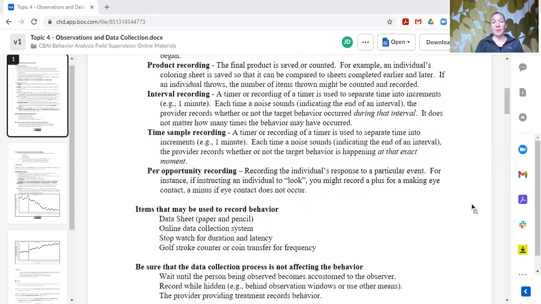Ways that you might take data. So the old school way: paper and pencil, big notebooks, lots of graphs, highlighting things all on your own. Now there are a lot of online data collection systems that might be used in private practice. You might also use things like stopwatches or timers. You might use a golf stroke counter, or you might transfer coins or marbles from one jar to another to record the occurrence. It doesn't necessarily matter how you take the data as long as it can be accurate and everybody's taking data the same way.